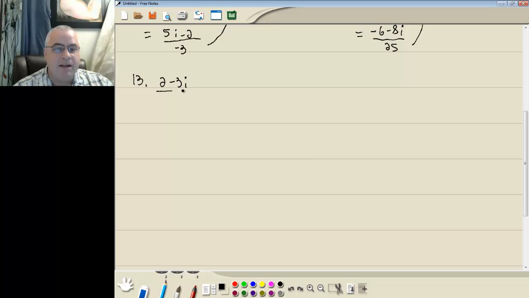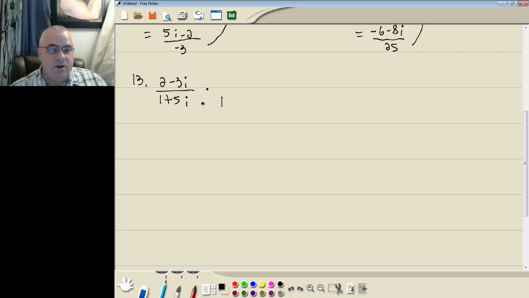I won't even try to plug it in the calculator since it's obvious from the last 2 problems they didn't work. This one probably won't. Now notice we have 2 items down here, a real part and our imaginary part. So again, this is one where we have to multiply top and bottom by the conjugate of the bottom.